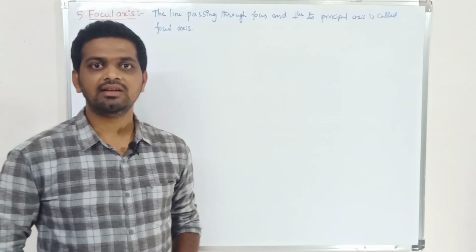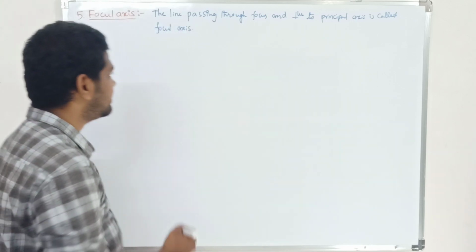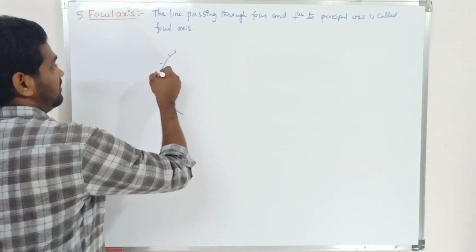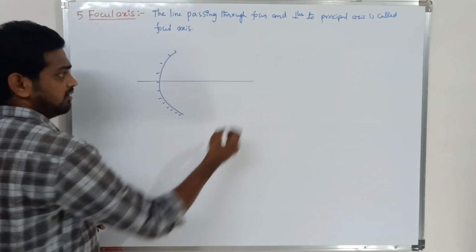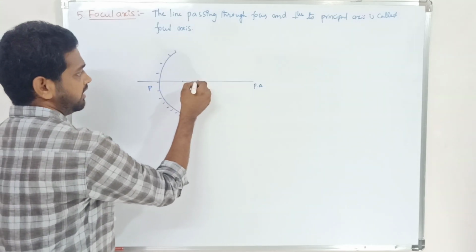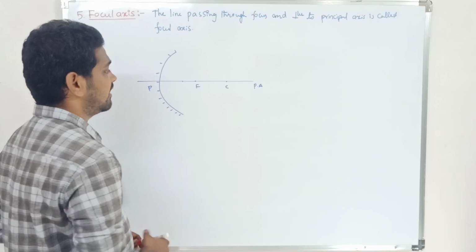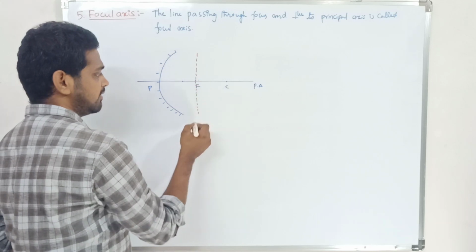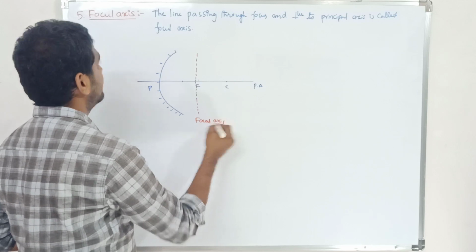Next, focal axis. The focal axis is the line which passes through the focus and is perpendicular to the principal axis. Initially I am going to draw the focal axis for the concave surface. So this is the concave surface. Now I am going to represent the principal axis PA, the pole. Here I will take the focus, here I will take the center of curvature. So the focal axis is the line passing through the focus and perpendicular to the principal axis. This axis we are considering as the focal axis.